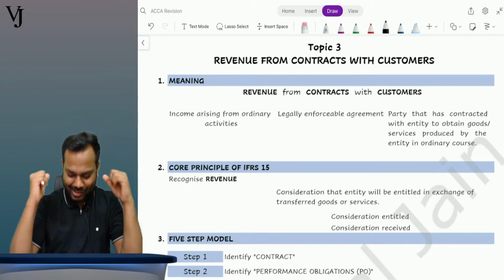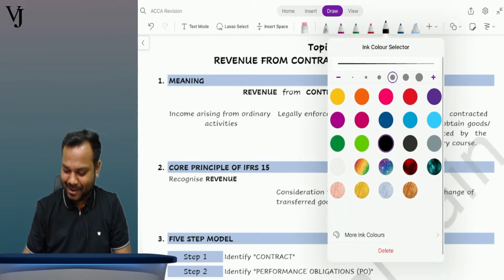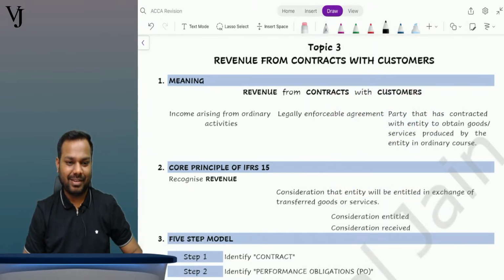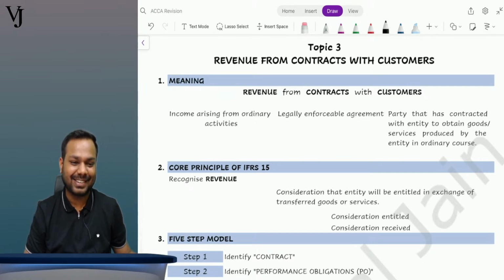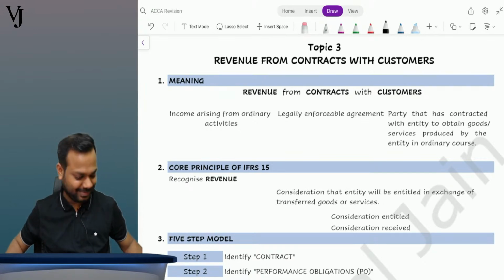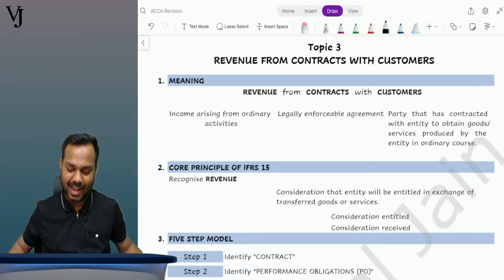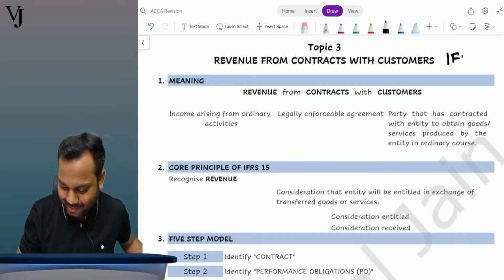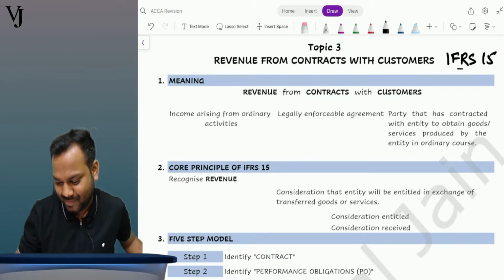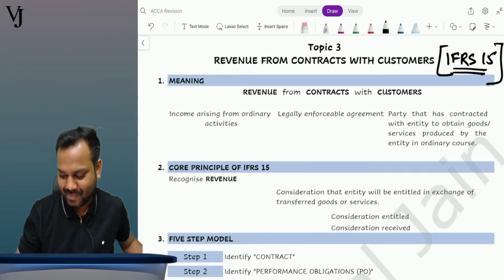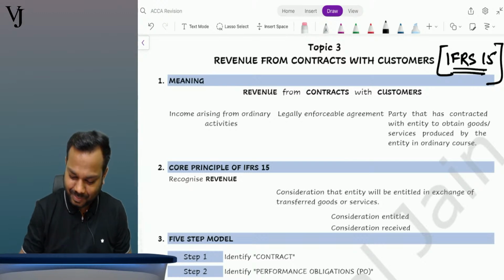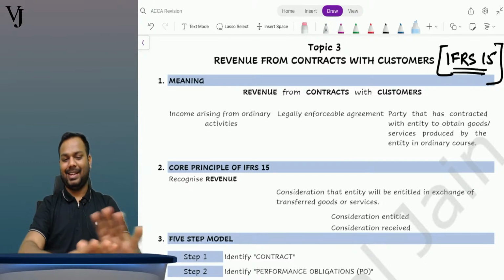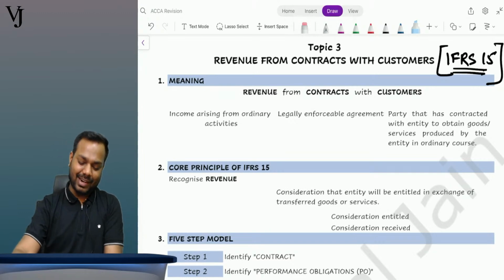IFRS 15. Good. So this is quite an easy standard. Now let us start the discussion of it.